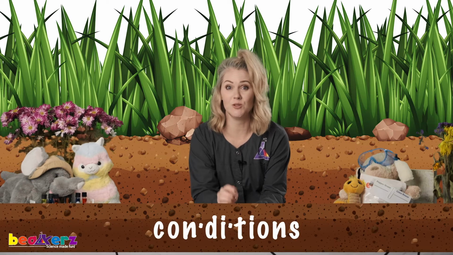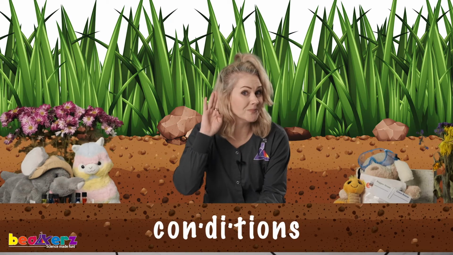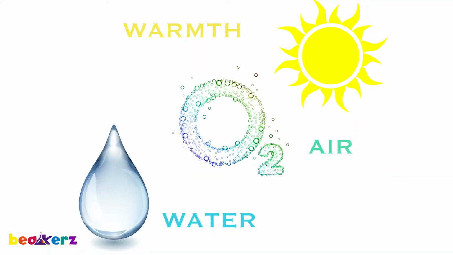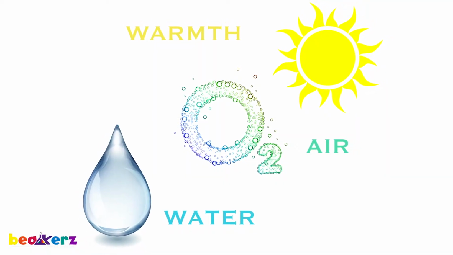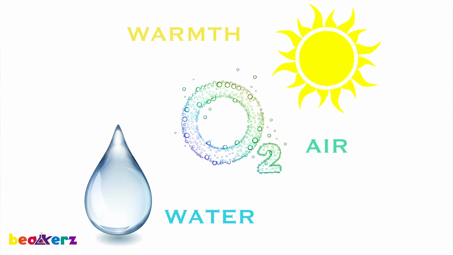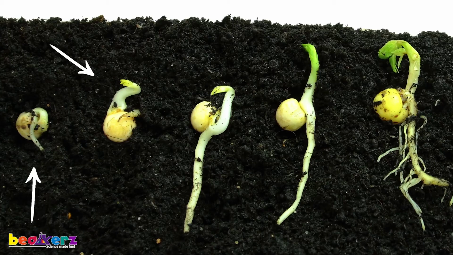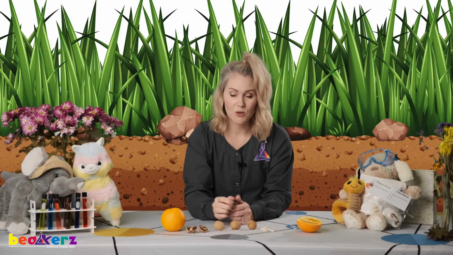Now, everything they need to grow into the plant they will become is right here inside of the seed. And the seed is looking for something called the right conditions. Can you say conditions? Conditions! Very good. What are those conditions? Well, air, warmth, and water. And once it senses those conditions are available, it will open up and begin to grow. Pretty cool, right? Okay, so that's the beginning of the life cycle of a plant.